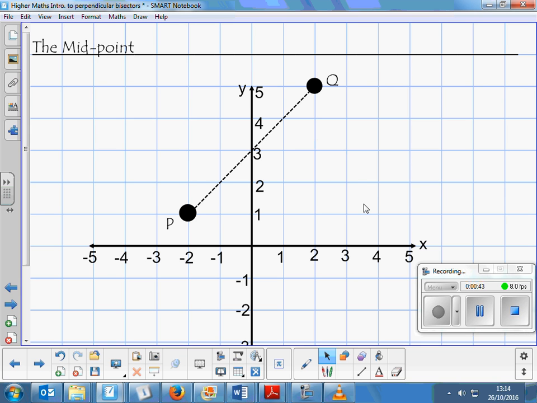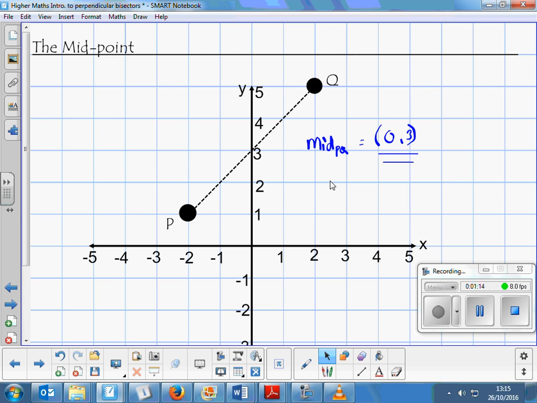Now, when we're thinking about the midpoint of PQ, the diagram makes it really easy to see where the middle point is. But the other way that we can think about it is that we want the halfway point between the two x coordinates and the halfway point between the two y coordinates. So between -2 and 2, the halfway point would be 0, and between 1 and 5, the halfway point would be 3. So therefore, the midpoint is (0, 3), and we can express it like that.